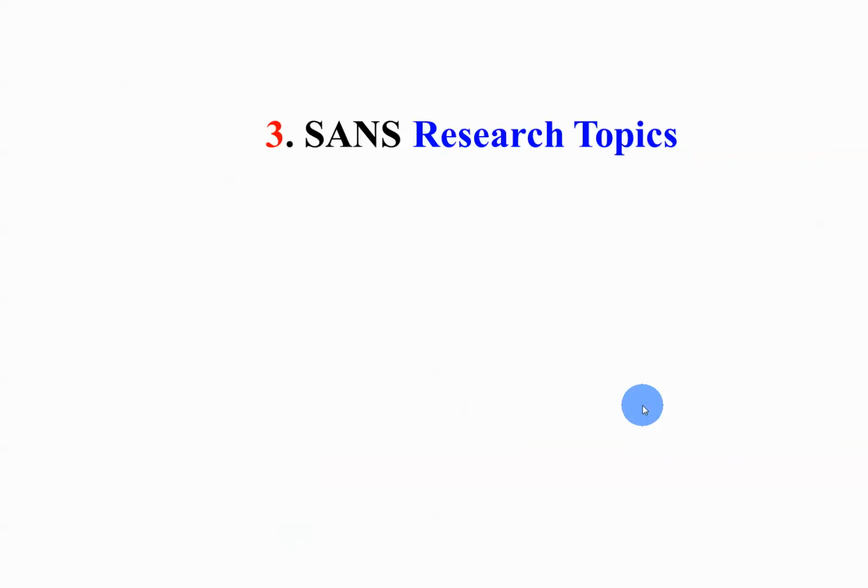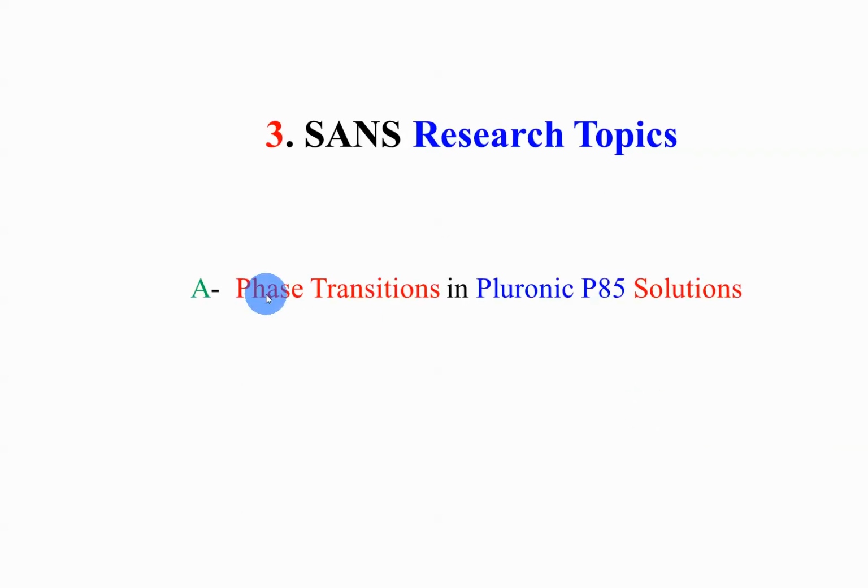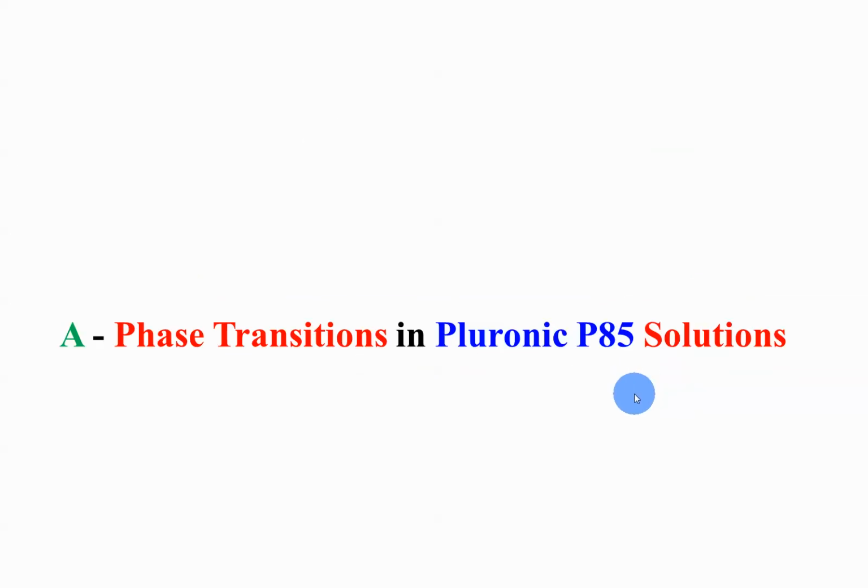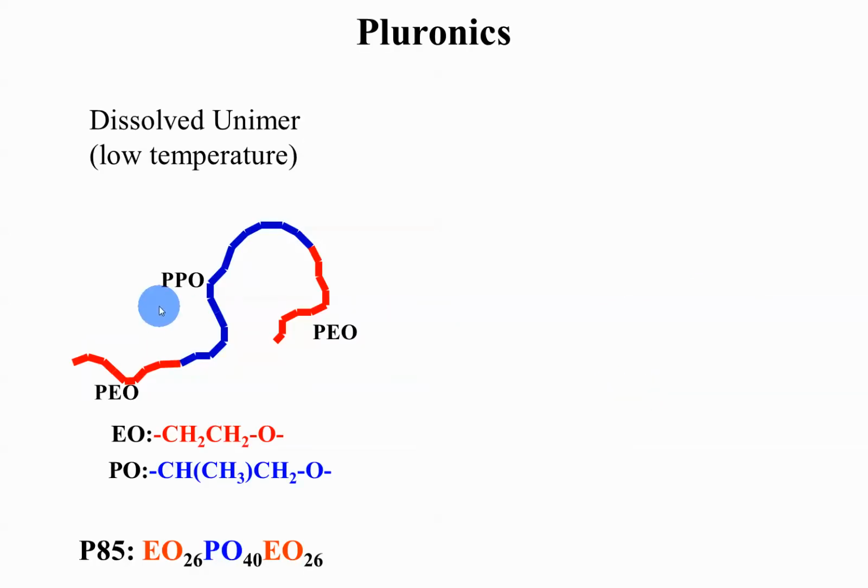Okay? So, science research topics, we said 2 topics. Phase transitions in pluronic PAD5 solutions and clustering in PEO solutions. Okay, here we go. The first topic, pluronics. Pluronics are tri-block copolymers with polypropylene oxide at the center and polyethylene oxide at the ends.